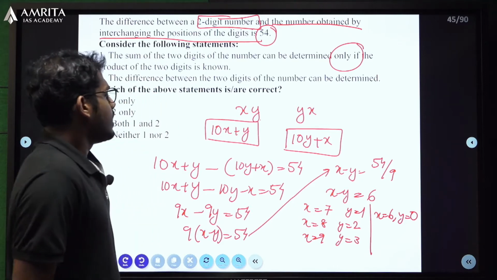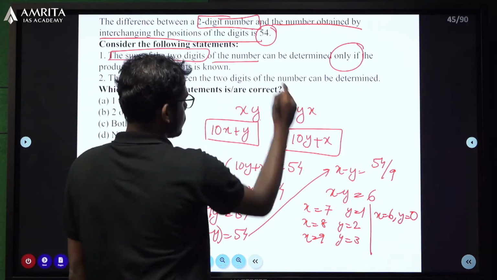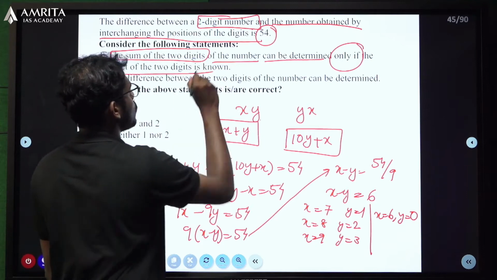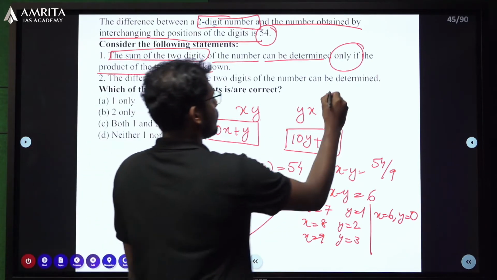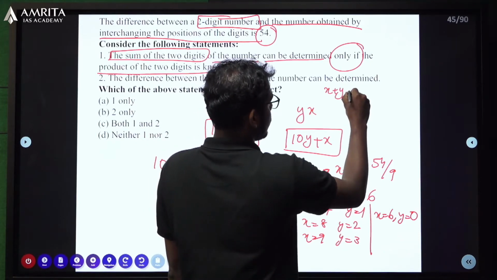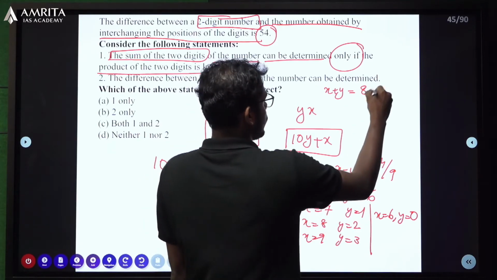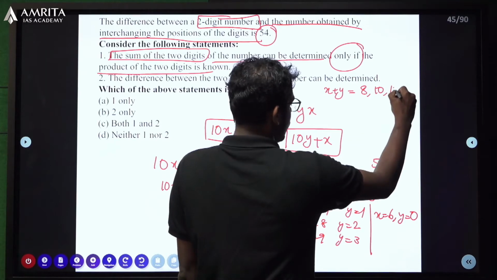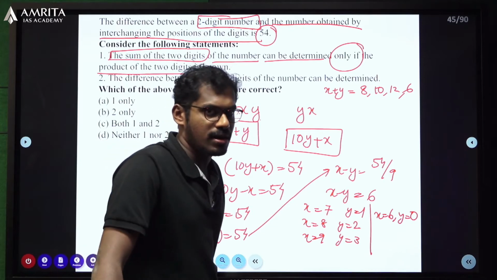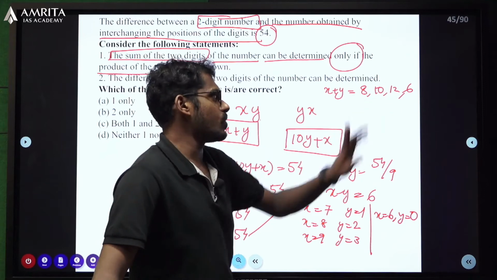So the sum of the two digits of the number, which means the sum of x and y, can be determined only if the product of the two digits is known. Let's find the values of x plus y. 7 plus 1 is 8, 8 plus 2 is 10, 9 plus 3 is 12, 6 plus 0 is 6. So x plus y can have the values 8, 10, 12, 6.